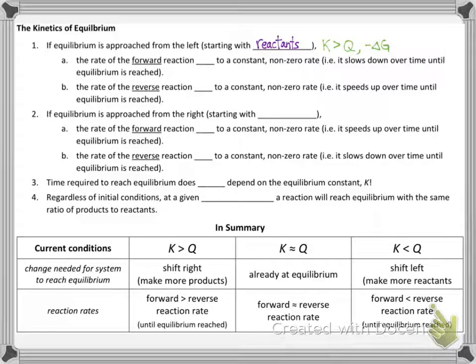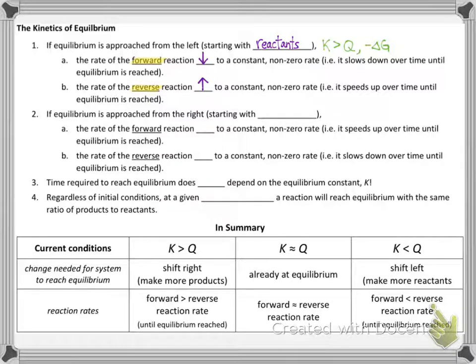Well, the rate of the forward reaction is going to start really high, but it's going to slow down as you make more and more products. The rate of the reverse reaction is going to start low, but it's going to speed up as you make more and more products that can then turn around and go back to reactants. And of course, the rates stop changing once the forward reaction has decreased so much and the reverse reaction has increased so much that they're equal.